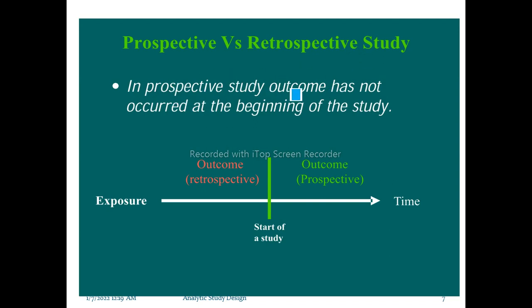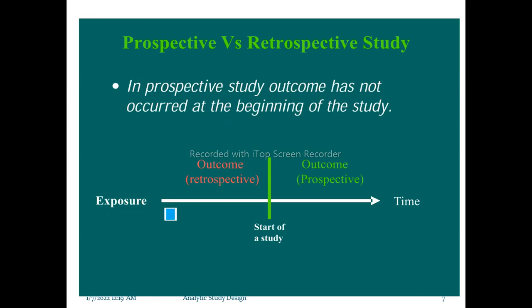In a prospective study, the outcome has not occurred at the beginning of the study. There is only exposure or susceptibility or some factor at the beginning of the study, but the outcome of that risk factor has still not occurred at the beginning of the study. So since the outcome has not occurred at the beginning, we will follow the risk factors. We will follow those individuals or conditions, and we will get an event or an outcome of the follow-up for that condition.